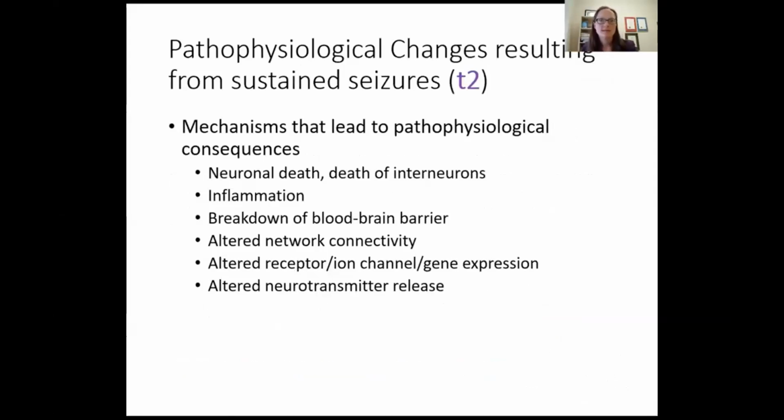Past T2, or past 30 minutes, we see pathophysiological changes that can be permanent. These changes lead to neuronal death and death of interneurons, inflammation, and breakdown of the blood-brain barrier that allows albumin and toxic-related processes to occur. Altered network connectivity can occur in the brain, and there are also altered receptor, ion channel, and gene expression. Neurotransmitter release profiles also change over time.